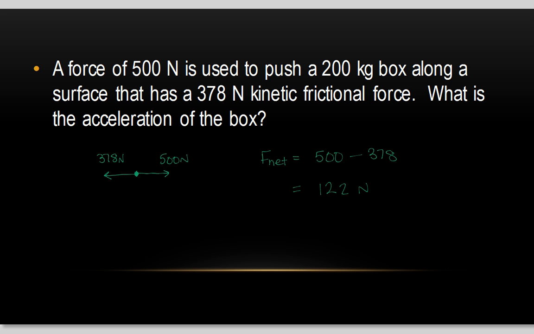And then Imre told me that F net is always MA. How to find A? Divide out the mass. So the acceleration of this box is 0.61 meters per second squared, in the direction that I've drawn my free body. Remember, the net force is in the same direction as the acceleration. So the way I've drawn it, this box will accelerate to the right.